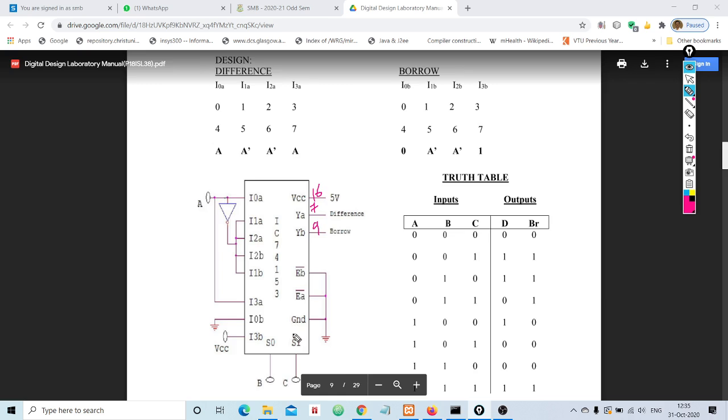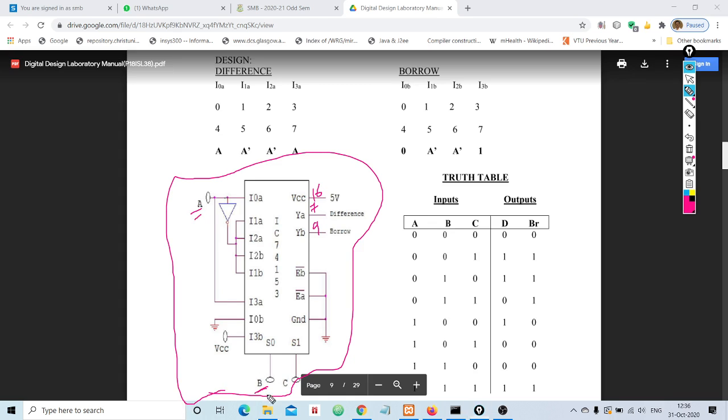So like this you need to fill this diagram with the pin numbers, and that diagram will become the final logic diagram which acts like a full subtractor, which will take three inputs. See here, A one input, B second input, C another input, and produces two outputs, difference and borrow. You need to use this diagram and verify the truth table of the full subtractor. If you do this, this experiment will be completed.